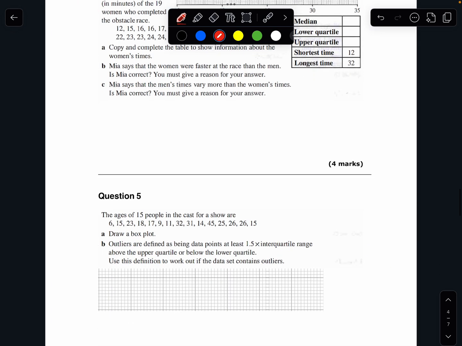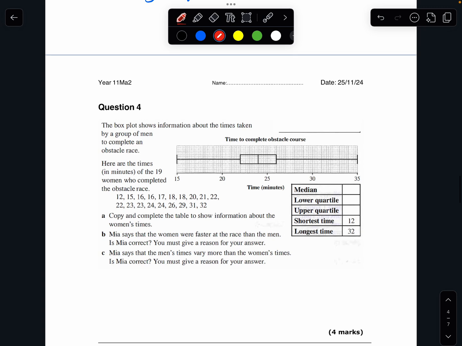Right. This one here, we've got some data. First of all, we need to complete the table for the women's times. So there are 19 women. Since I have a list of data and it's not continuous, I need to add 1 to the number of women. So I can find the lower quartile position by doing 19 plus 1 divided by 4. That is 5. So the 5th person in my list is going to be the lower quartile.